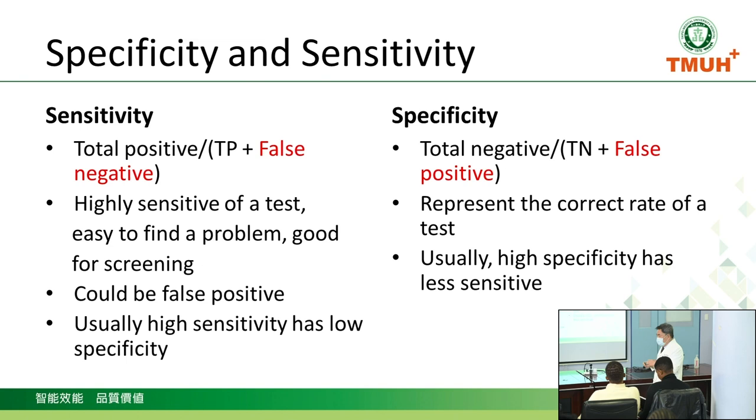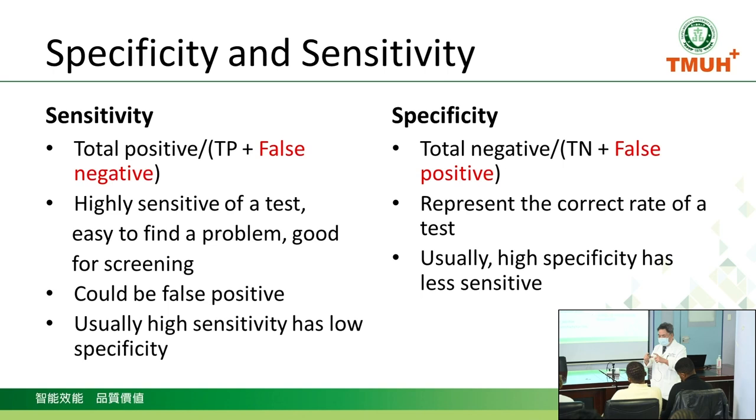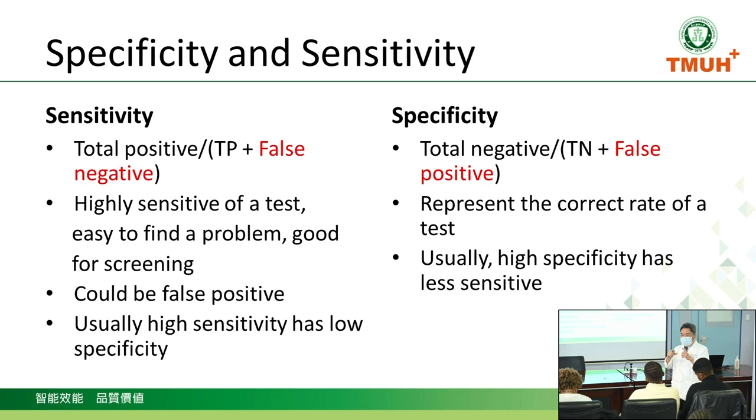Specificity is true negative divided by true negative plus false positive. It represents the correct rate of a test. So usually with high specificity, if it's positive, it means the diagnosis is correct. So with a high specificity test, you can make the correct diagnosis more easily. But usually a high specificity test is less sensitive.